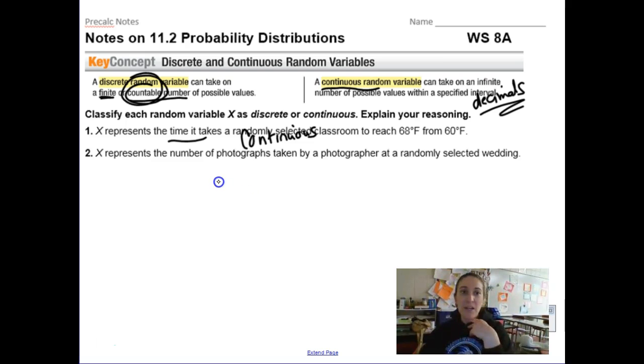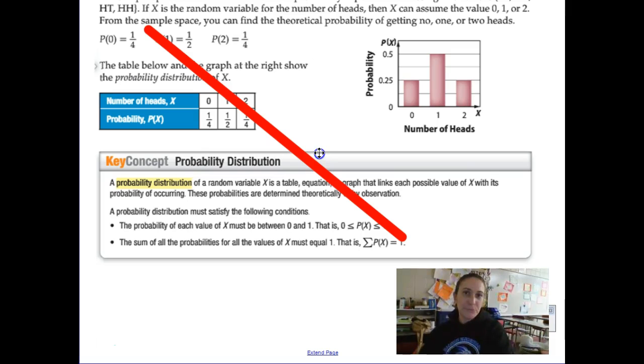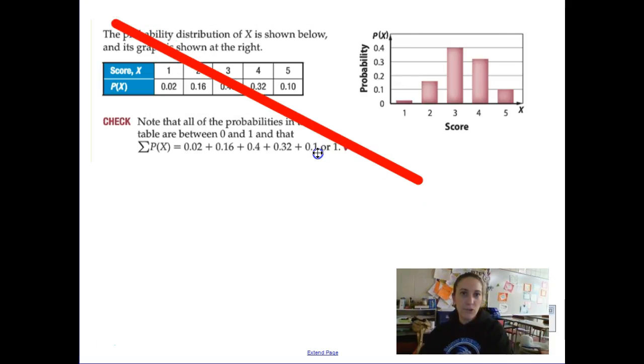However, on the next one, the number of photographs taken by a photographer, well, they have physical limitations, of course, but you can't say I took 4.8 photographs. You can say you took 4 or you took 5, but you can't say 4.8. So this is what a discrete random variable would look like. Countable. This is crossed off, so we're not going to think about it, I guess.